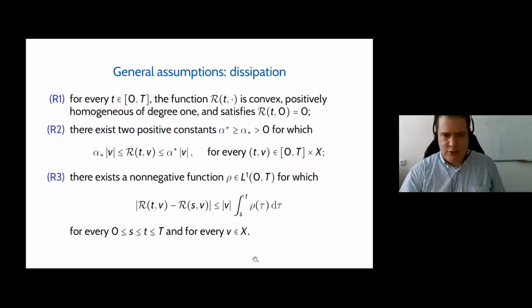You might be less used to considering time dependence of the dissipation potential. Here you have a natural way to define absolute continuity clearly. It has to scale with the fact that it's positively homogeneous of degree 1.